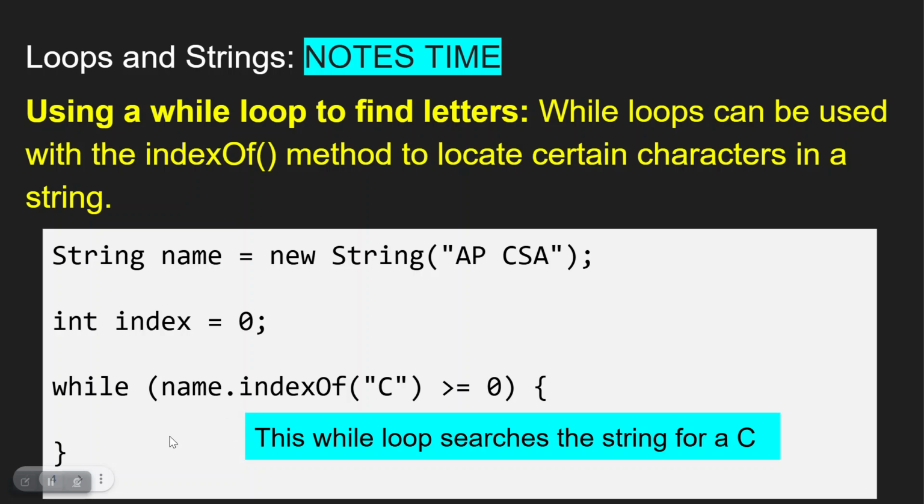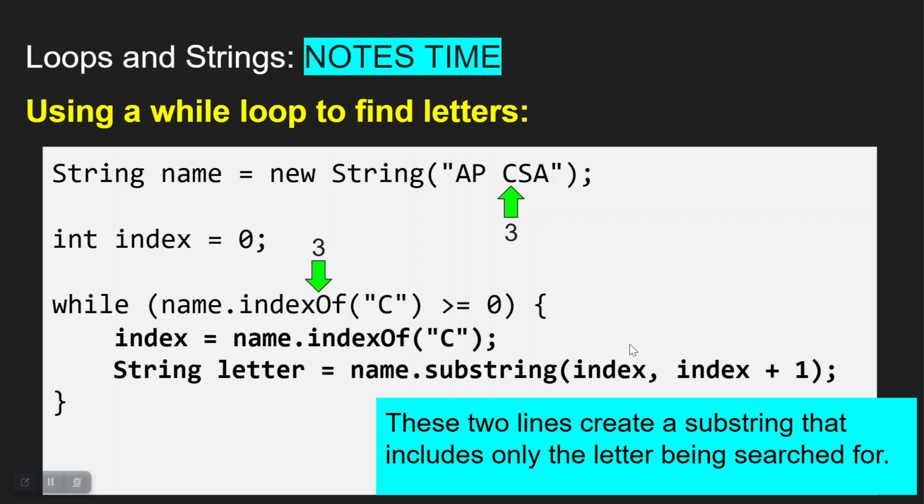That means this while loop is going to execute as long as there is a letter C in the string. Then the next thing you would do is say index is equal to, so as long as you know that there's a C in your string, you can reassign the index to be name.indexOf C. And then down here, string letter equals name.substring from index to index plus 1. These two lines create a substring that includes only the letter that you're searching for.